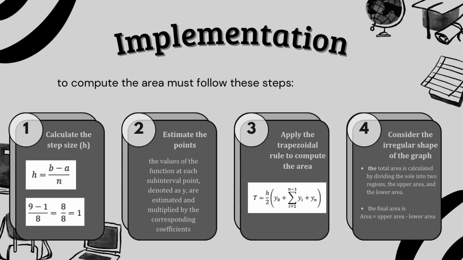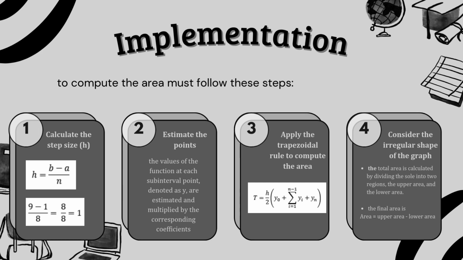Second, estimate the points. The value of the function at each subinterval point, denoted as y, is estimated and multiplied by the corresponding coefficient. The third step is to apply the trapezoidal rule to compute the area, which is T equals h over 2, multiplied by the sum of the coefficient terms that we got before. The last step is to consider the irregular shape of the graph.